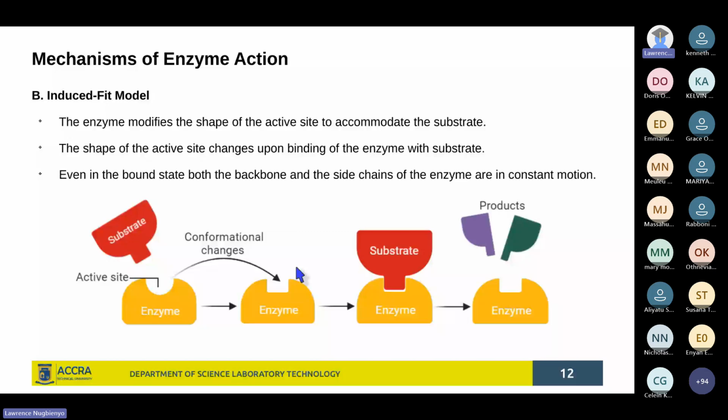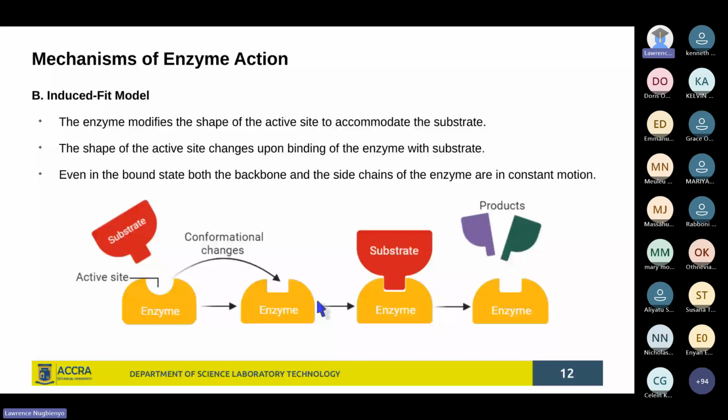Of course, it's not that any substrate at all will be causing conformational changes in an enzyme, but there is that specificity. We refer to specificity. So a substrate of a particular enzyme can induce such conformational change in that enzyme for the enzyme to fit, and then you can have the catalysis of the reaction to occur.